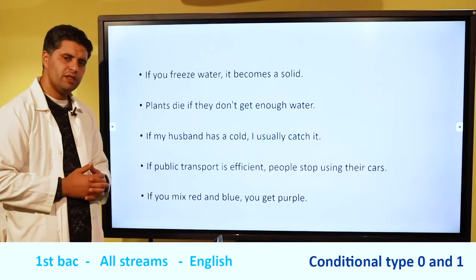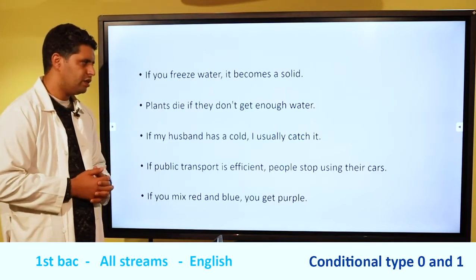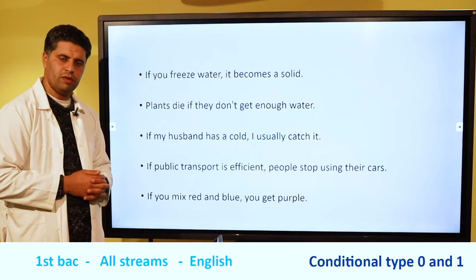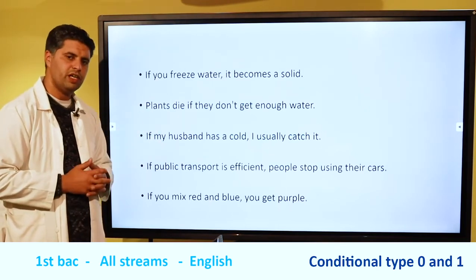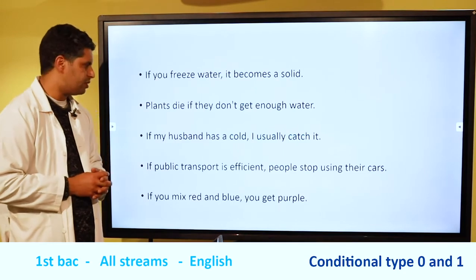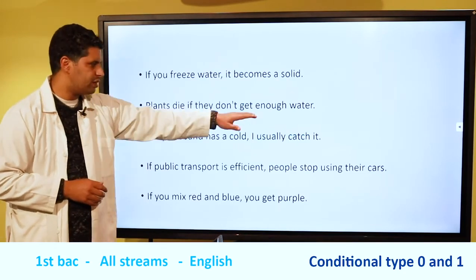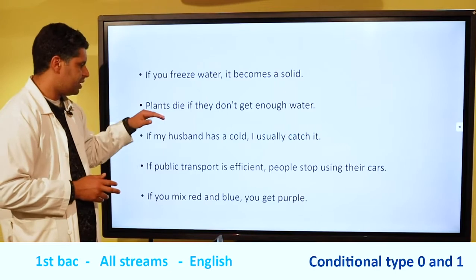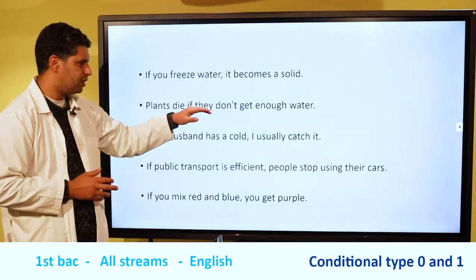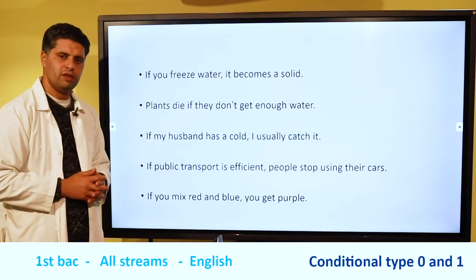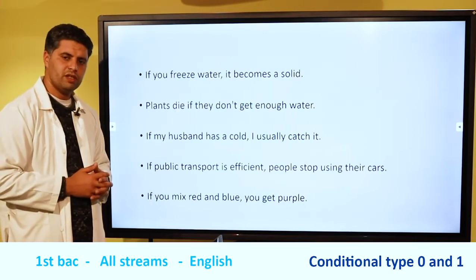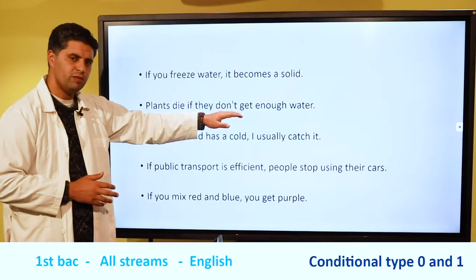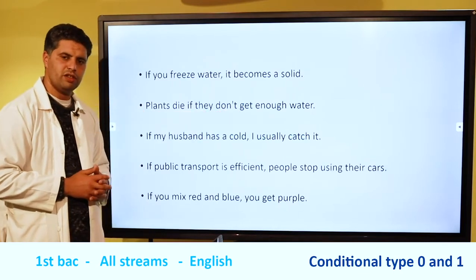And here we have: plants die if they don't get enough water. Here we have another statement in which we have used the conditional 0. We have the present simple here, and also here. Plants die if they don't get enough water. So the present simple reflects the result of the first action, which is the action of the if clause.